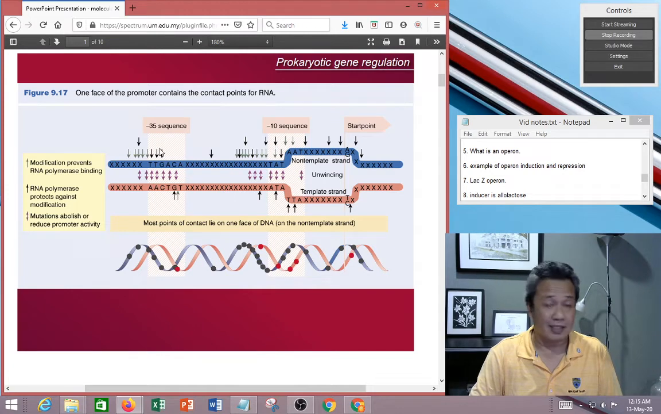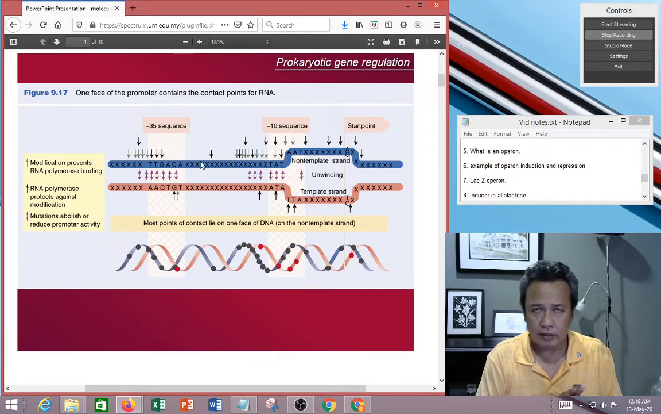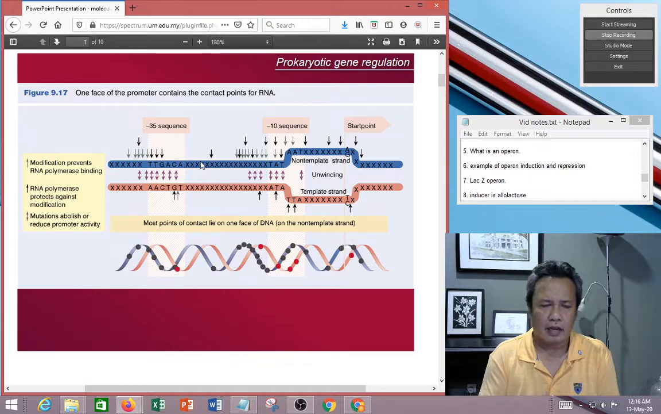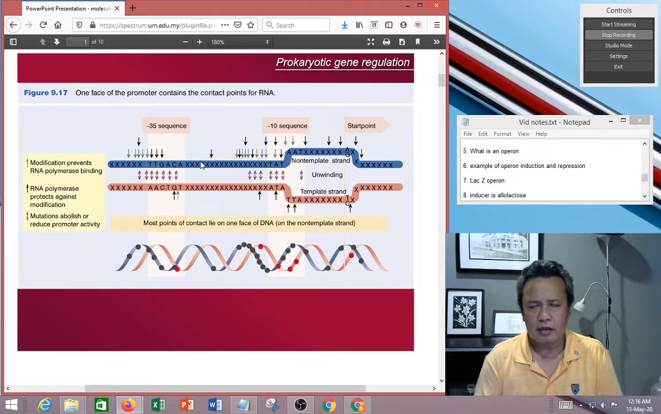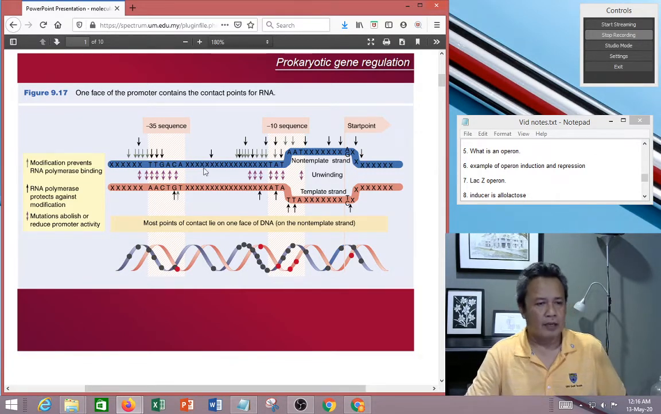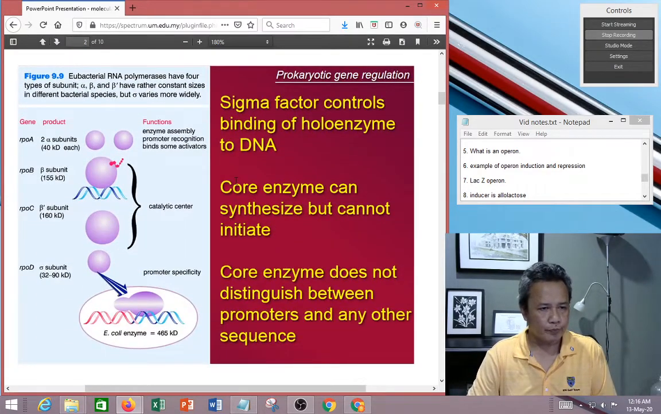And then you have the -35 sequence, and they found that these sequences are conserved. Conserved means in a lot of genes you can see, maybe not necessarily TATAAT, but other versions, but it's found very frequently in the -10 region. Now this is the binding site for sigma factor. This is the polymerase.